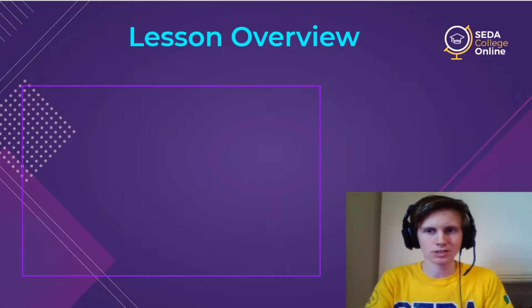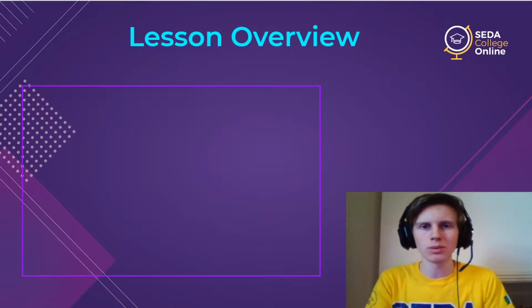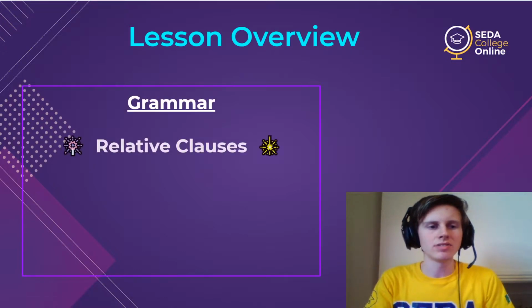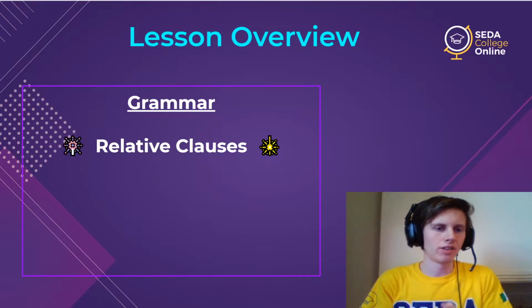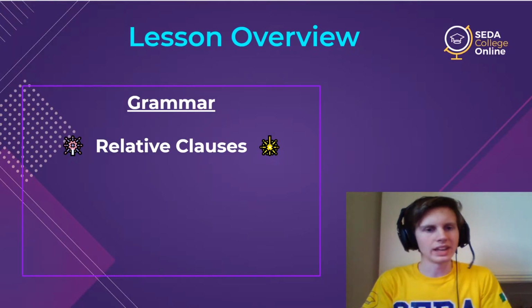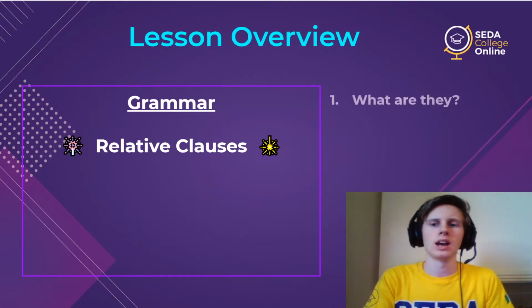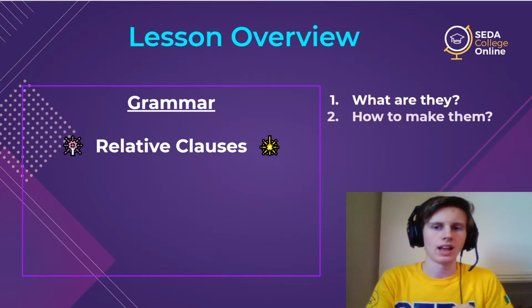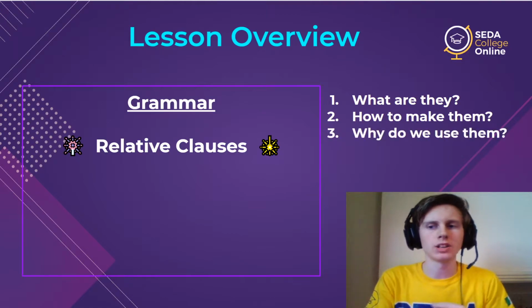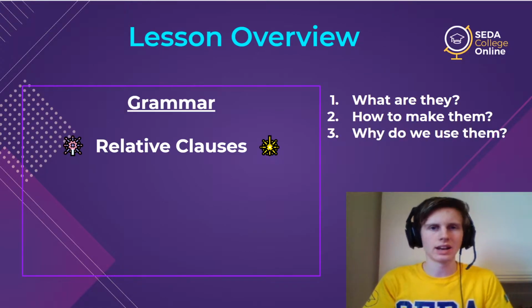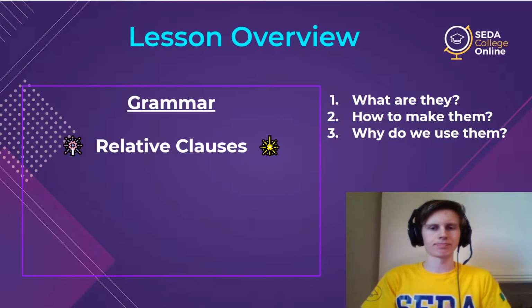So what is this grammar concept that I'm talking about? Well, it is relative clauses. They are a very important part of language. So we're going to spend a lot of time. I want to try and answer every question. I want to talk about, or hope to answer, what are they, how to make them, and why do we use them. These are the three things I want to answer for you by the end of this lesson.